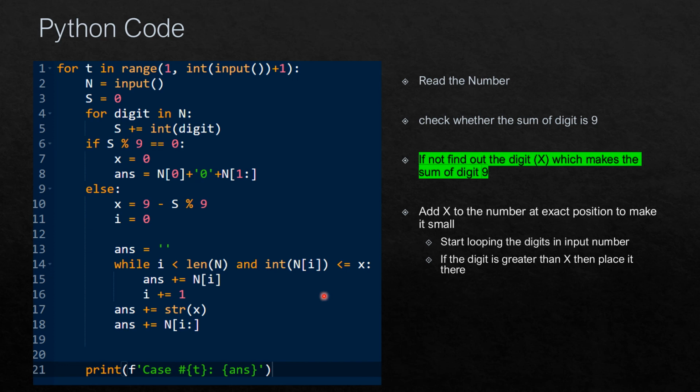I hope this is clear. And by the way, here I have mentioned one more point: if the sum of digits mod 9 is equal to 0, which is this one, meaning the sum of digits is 9 or a multiple of 9, then you have to place 0 in the second position. That is what I'm doing over here.